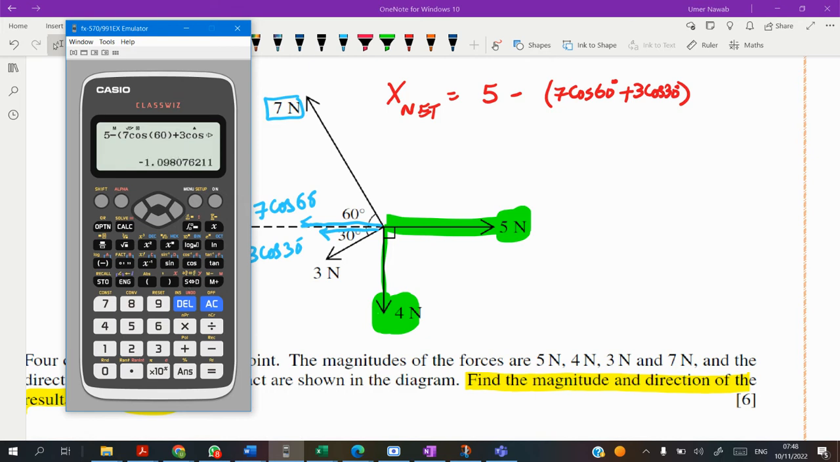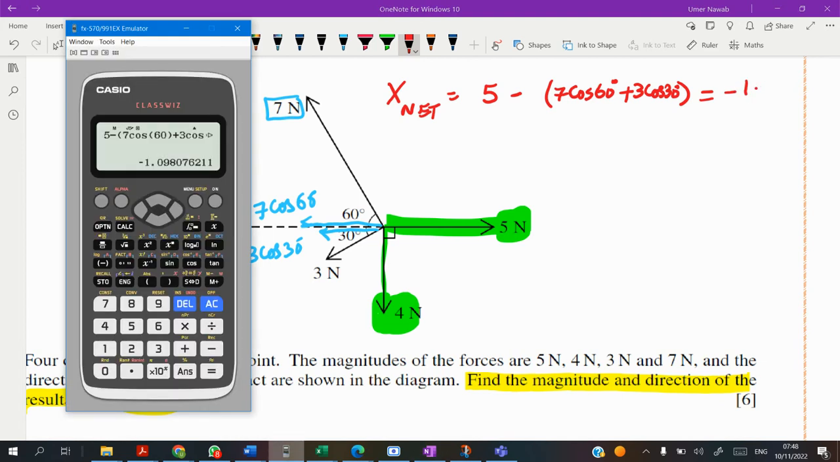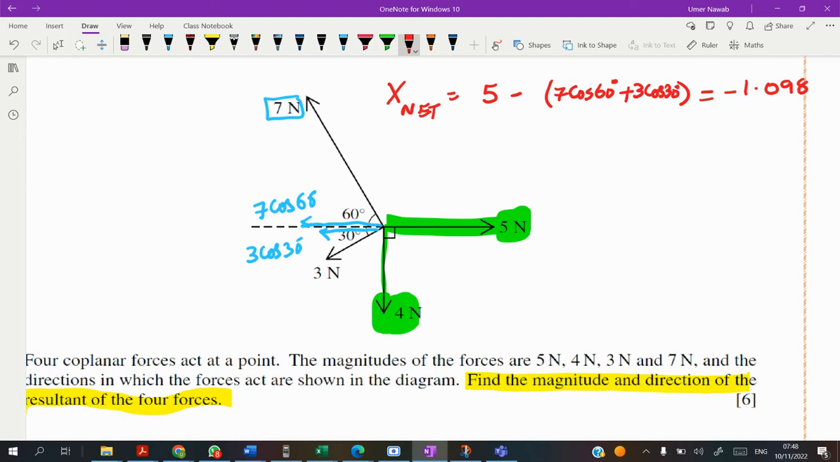We got minus 1.098, minus 1.098 to four significant figures. Now we will also try to get our y net.